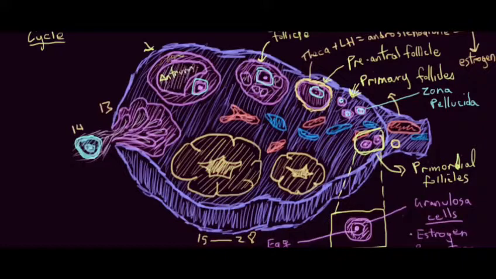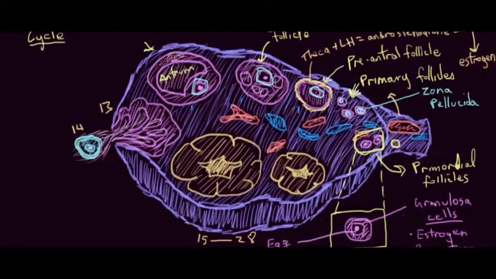This space here is called an antrum. And the antrum is just basically fluid that's being produced by the granulosa cells. And it's that antrum and the fluid in the antrum that pushes against the edges of the follicle and causes it to expand. Now, just so you're aware, during this ovarian cycle, multiple follicles are actually forming. It's not just this one preantral follicle and then this one early antral follicle and this one mature follicle.